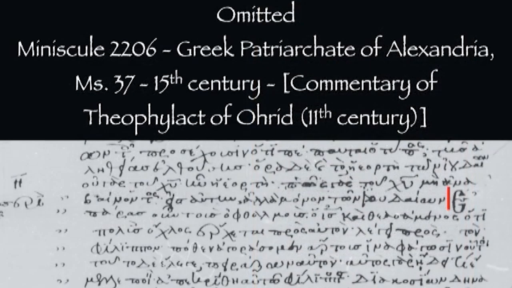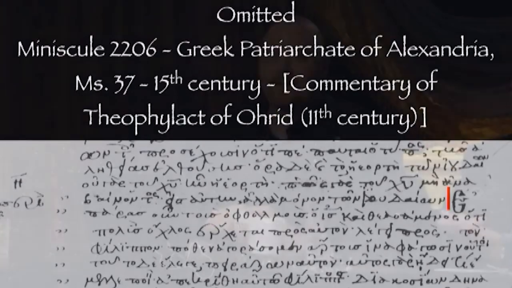Here's another one, minuscule 2206. It's from the 15th century, but it's a commentary just like the other one. And this is a commentary by a guy named Theophylact of Ohrid, and he lived in the 11th century, but the manuscript is from the 15th century, and it is missing John 6:4. John 6:4 should be where I put the red mark there, and it just has John 6:3 followed by John 6:5. Now, this is mentioned by TNT, the book from 2005.